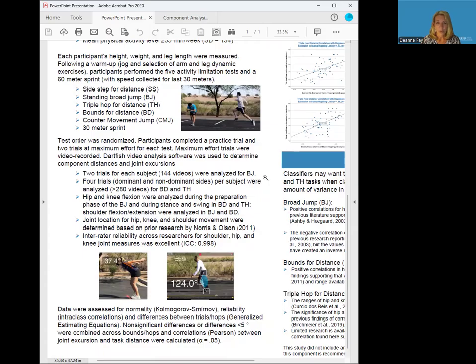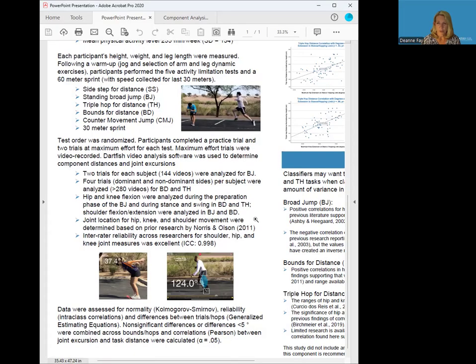For the broad jump, we had 2 trials for each subject, those 2 maximum effort trials, so we ended up with 144 videos total. For bounds and for triple hop, we actually had dominant and non-dominant sides, so we had 4 trials per each individual, resulting in over 280 videos. In terms of the joints that were analyzed, we looked at hip and knee flexion during the preparation phase for broad jump, and then also during the stance and swing limbs for bounds and triple hop.